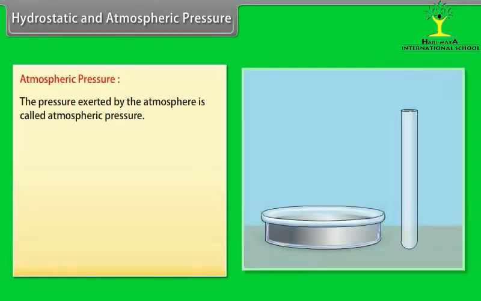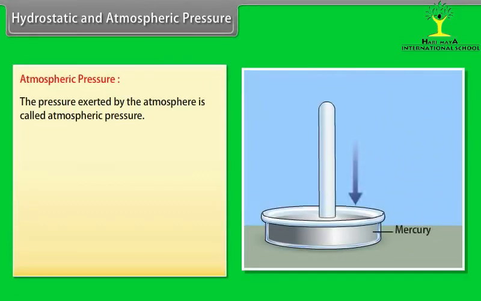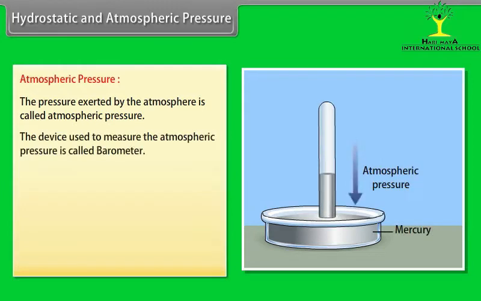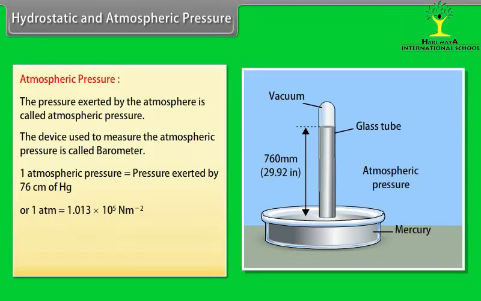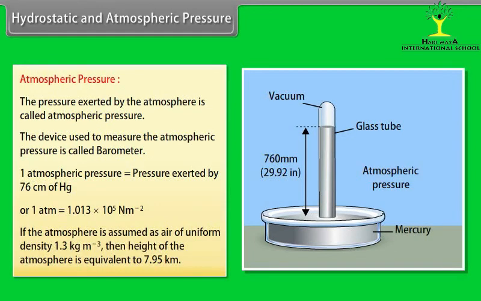Atmospheric pressure. The pressure exerted by the atmosphere is called atmospheric pressure. The device used to measure atmospheric pressure is called a barometer. 1 atmospheric pressure is equal to the pressure exerted by 76 centimeters of mercury, or 1 atm = 1.013 × 10^5 newton per square meter. If the atmosphere is assumed to be air of uniform density 1.3 kilogram per cubic meter, then the height of the atmosphere is equivalent to 7.95 kilometers.